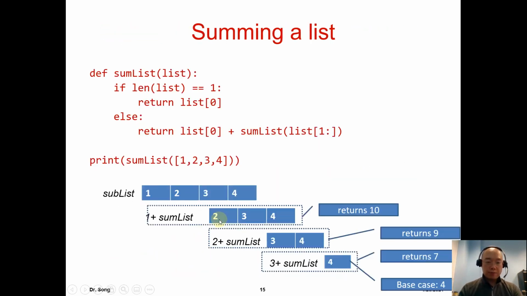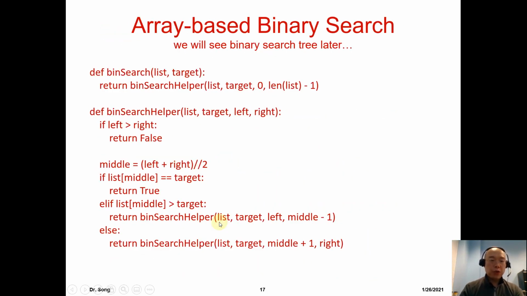And for the code, I have the code for you. Well, this code is a little bit tricky because even though we are doing a binary search of a list and a target, we do have to define another helper function. So for the helper, we have the list, we have the target value, and then we also specify the search upper bound and the search lower bound.